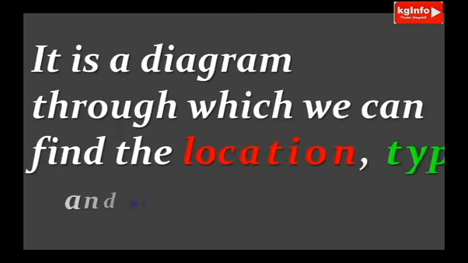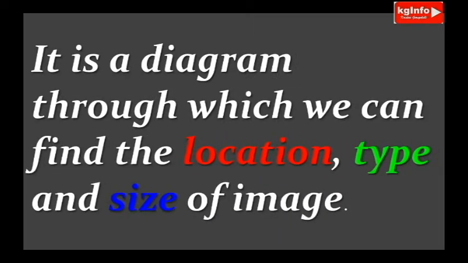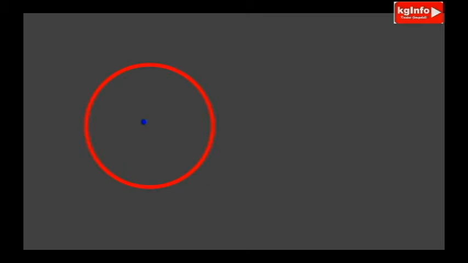What is a ray diagram? It is a diagram through which we can find the location, type and size of an image. So let's learn how to draw the normal to the circle.